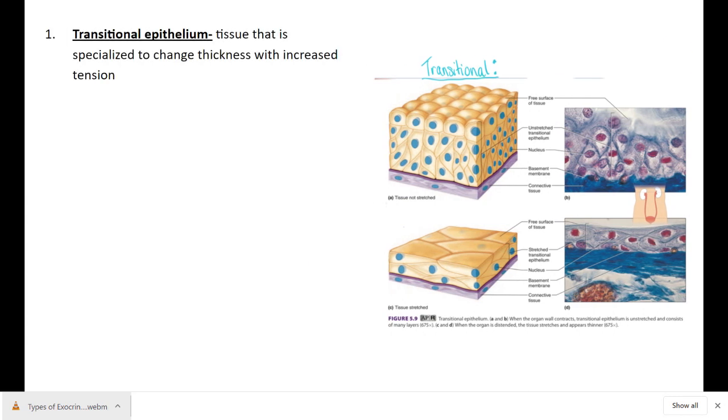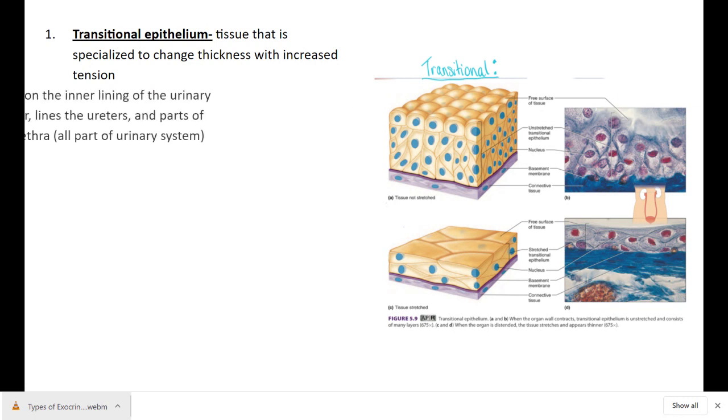And then we have my favorite, the transitional epithelium. If you think of the word transition, that means to change. My dad wears transition glasses, meaning that they're normal when he's inside, and then when he goes outside, they turn to sunglasses. Transitional epithelium is designed, or evolved, in order to change based on the conditions of the body.